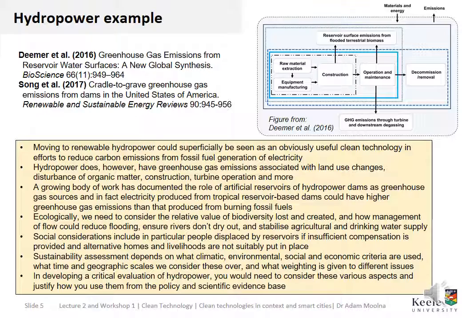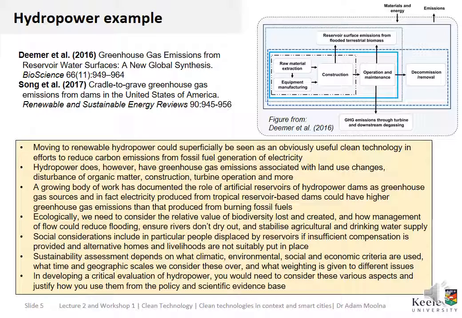Ecologically, we need to consider the relative value of biodiversity lost and created, and how management of flow could reduce flooding, ensure rivers don't dry out, and stabilise agricultural and drinking water supply. Social considerations include in particular people displaced by reservoirs if insufficient compensation is provided and alternative homes and livelihoods are not suitably put in place.